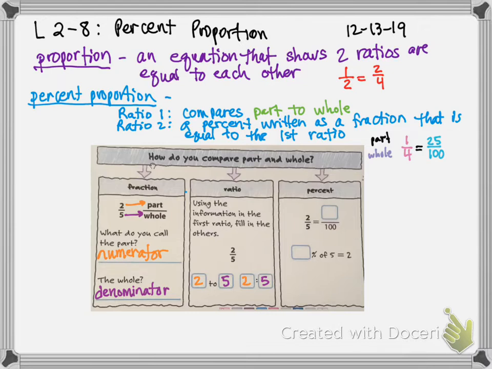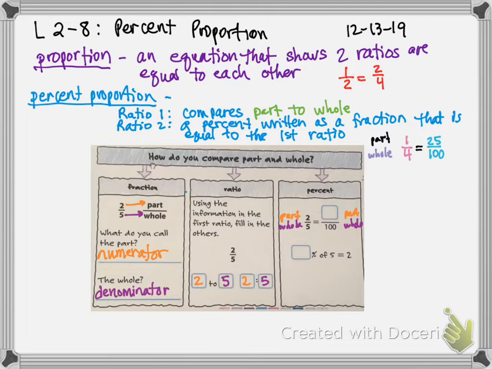We've got our part in the top of the fractions. Our whole is in the bottom of the fractions. So there's got to be a relationship between this 2/5 and the 100. So again, the mystery number, the box, is going to be the part number. What part of 100 is it? And 100 is the whole. As big as the number gets is 100.